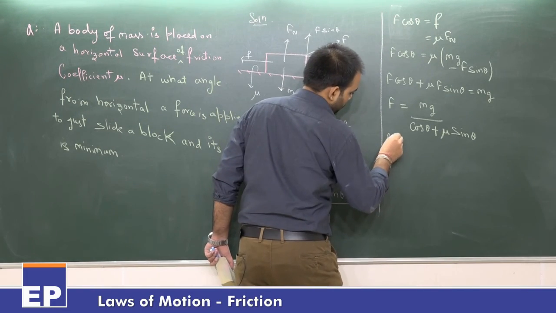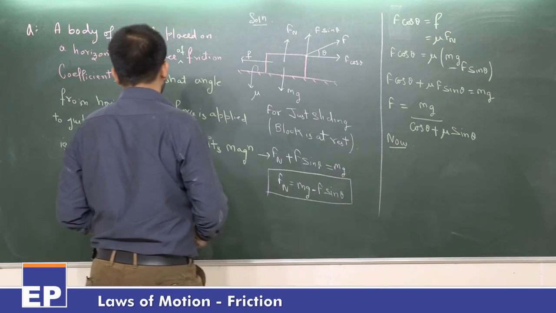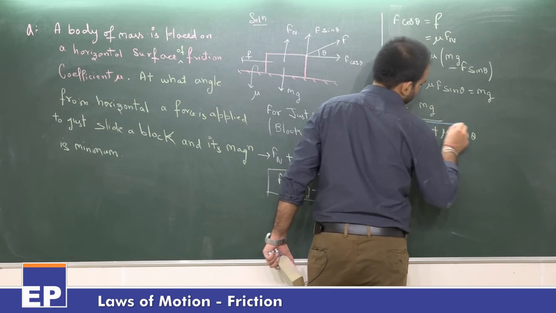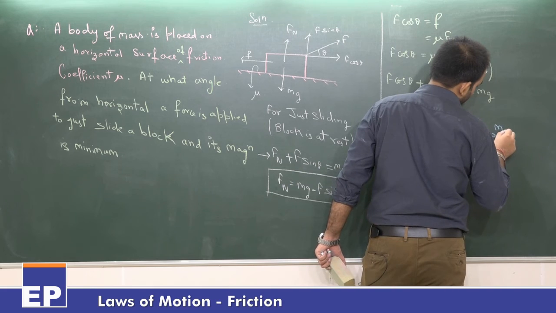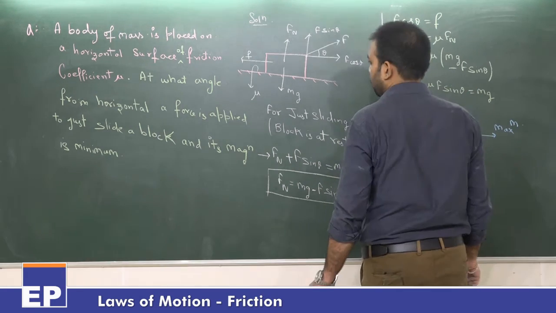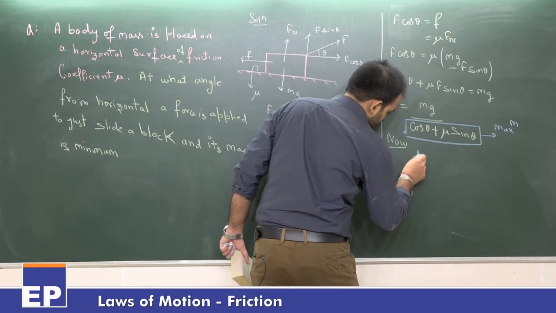Now हम क्या चाहते हैं? The force should be minimum. हम वो एंगल निकालना चाहते हैं जहाँ पे फोर्स मिनिमम हो. तो मैं क्या करूंगा? मैं इस डिनोमिनेटर को मैक्सिमम करूंगा. डिनोमिनेटर क्या हो? मैक्सिमम. अब डिनोमिनेटर को मैक्सिमम देखो कैसे कर सकता हूं, मैं इसकी डिफरेंशिएशन ले रहा हूं.